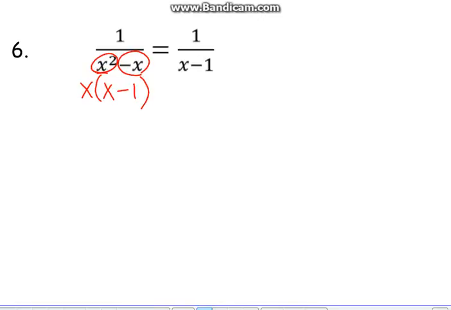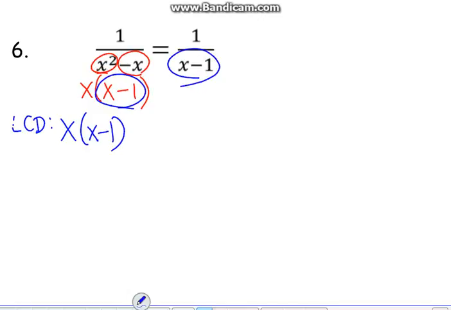So that's going to give me my LCD of x times x minus 1. Because this fraction already has the x minus 1, I have an x minus 1 here. I still need that x. Okay? So there's my LCD, and I'll look at my excluded values.